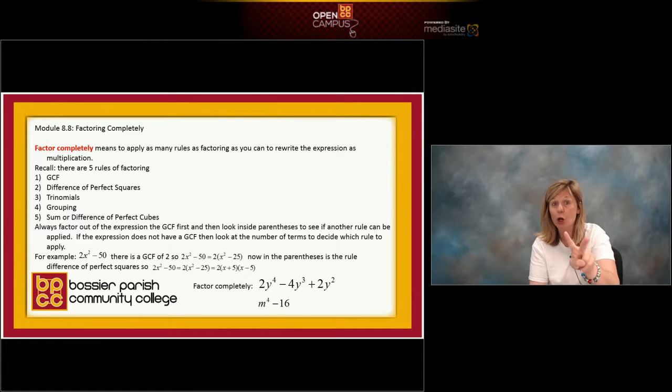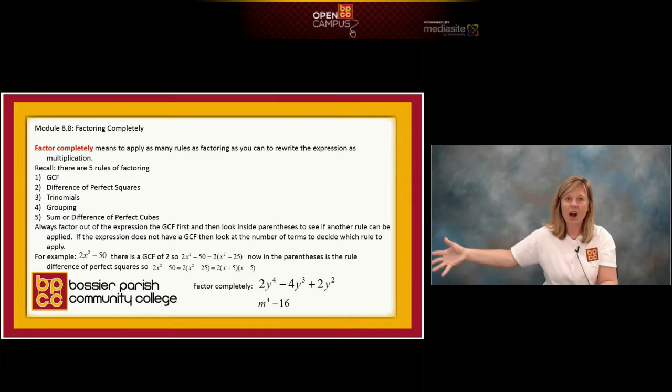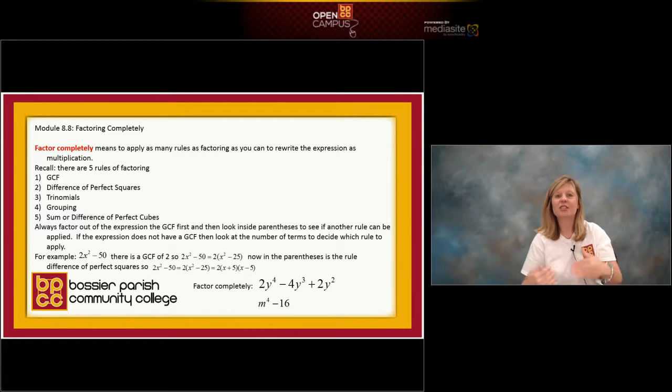I go to the next set of parentheses, x minus 5. Again, I only have 2 terms. So I'm looking at the rules difference of perfect squares or difference of perfect cubes. It has a difference sign. Is it a perfect square? Nope. X is not a perfect square because it doesn't have an even exponent. 5 is not a perfect square because it's not on our list: 1, 4, 9. It's not there. Is it a difference of perfect cubes? Nope. X is not a perfect cube because you would have to have an exponent that's a multiple of 3. 5 is not a perfect cube because it's not on the perfect cube list. So that tells me that binomial's in lowest terms.